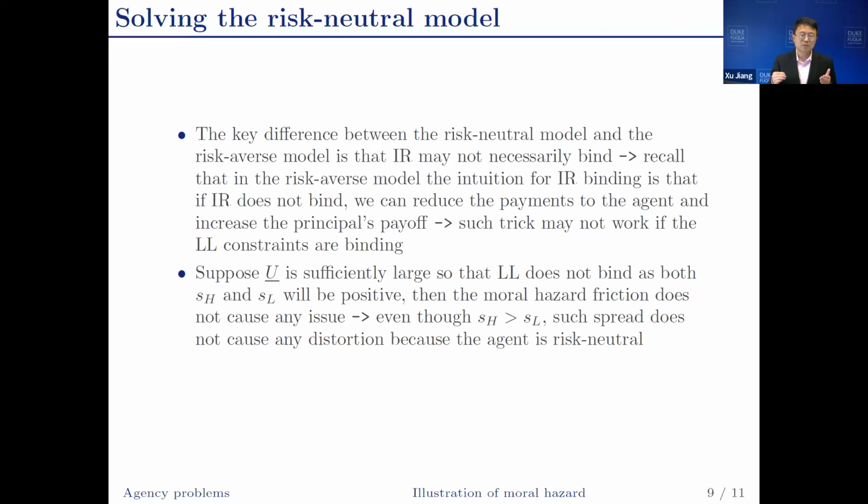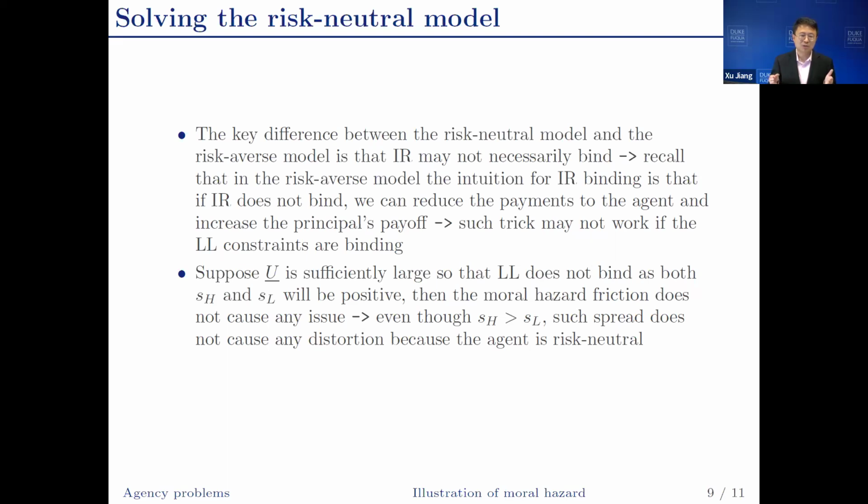First, suppose the reservation utility is sufficiently large. In this case, the limited liability is not going to bind. Because the reservation utility is sufficiently large, you have to pay the agent positive amounts, regardless of the outcome. So in this case, both SH and SL will be strictly bigger than 0, which means your limited liability constraint does not bind. And in this case, the moral hazard does not cause any issue.